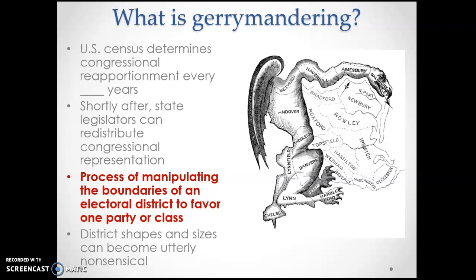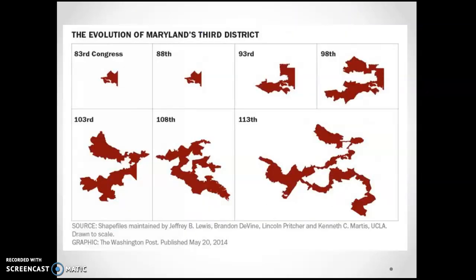And what has happened over the last 100 years is that the district shapes that have resulted as parties try to do this have become truly absurd and really are a threat to people's ability to find their democratic voice and find representation.